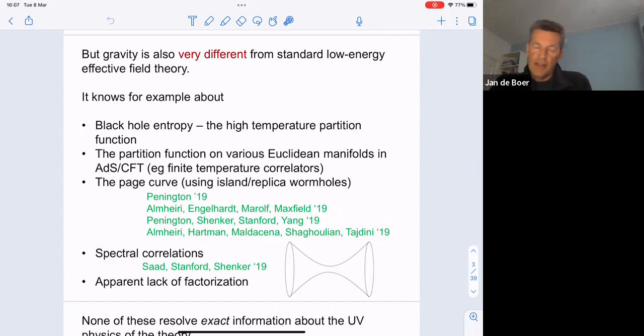Another thing you can get, it appears, from semi-classical gravity, is so-called spectral correlations. Spectral correlations refer to things like the two-point correlation function of the spectral density between energies E and E prime.